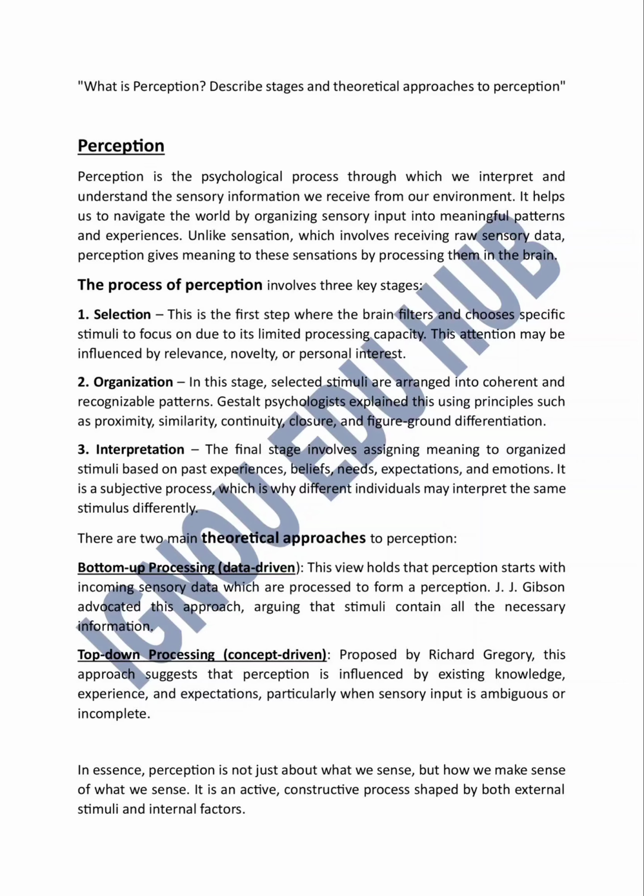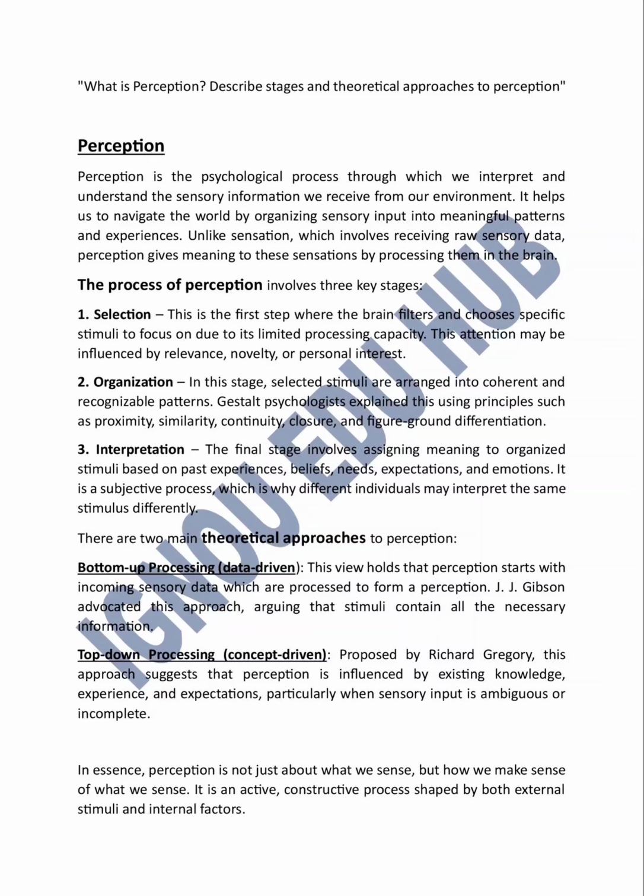The final stage involves assigning meaning to the organized stimuli based on past experiences, beliefs, needs, expectations, and emotions. It is a subjective process, which is why different individuals may interpret the same stimulus differently. This is the interpretation. It is the final stage where we give meaning to what we sense based on our experience or culture. For example, a hand gesture may mean perfect to us, but in other countries it means something else.